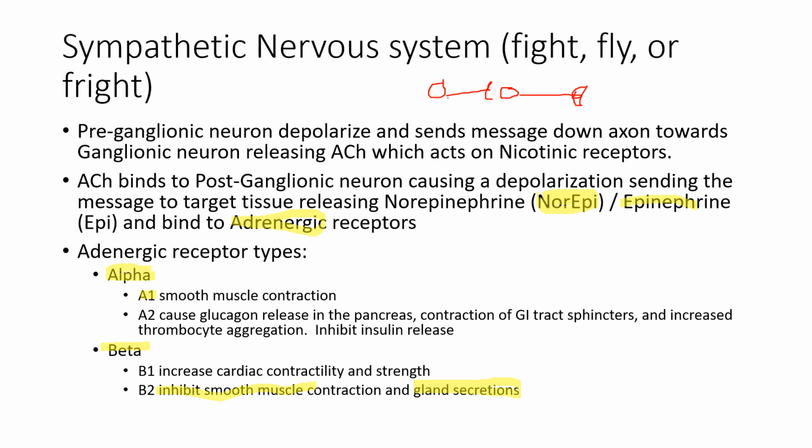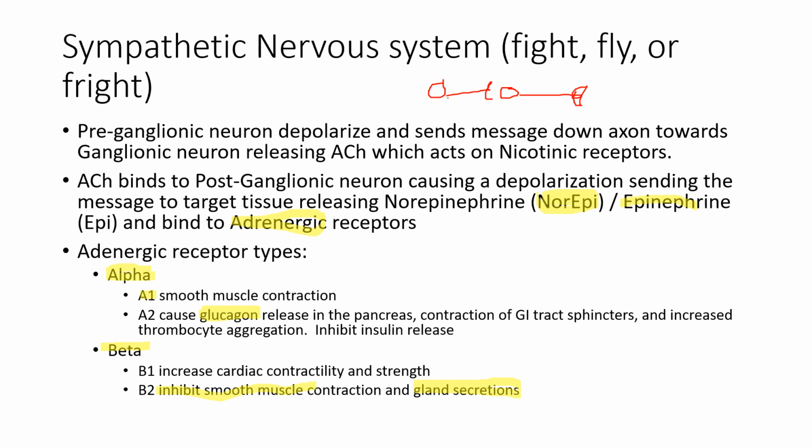Alpha 2 also causes a release of something called glucagon. Now glucagon is a hormone, which I'll talk about in the next lecture, which is released from the pancreas when you have low glucose levels, and it causes more glucose to be released in the blood so you can use it for energy. It actually comes from the pancreas.